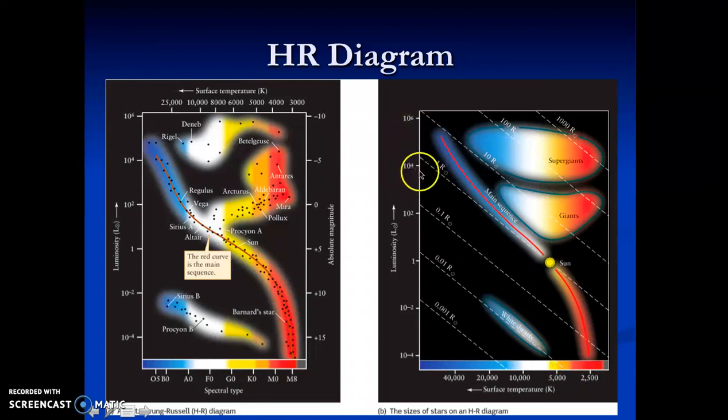So if we had a really high luminosity star and a high temperature, we might be up here in the main sequence. If we had a really high luminosity star but a low temperature, we might be over here in the supergiants, okay?